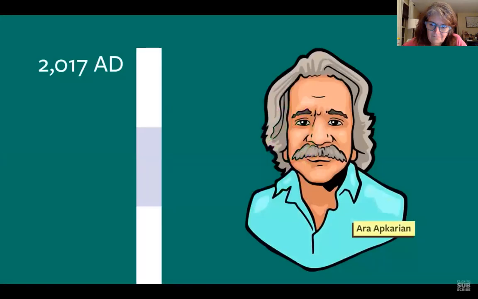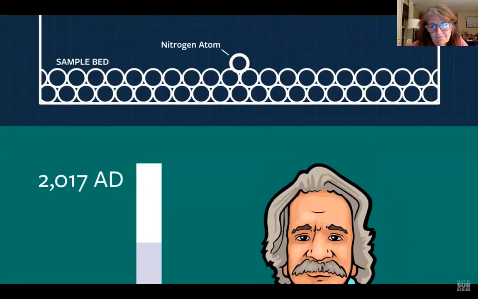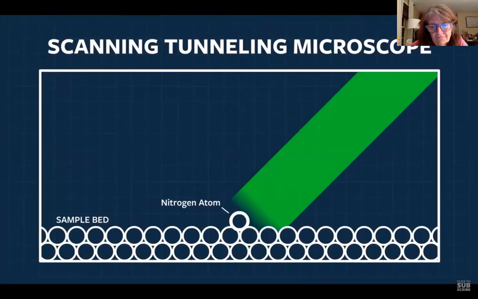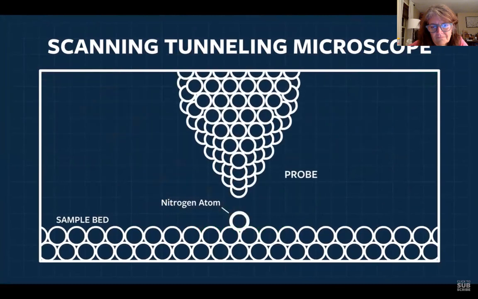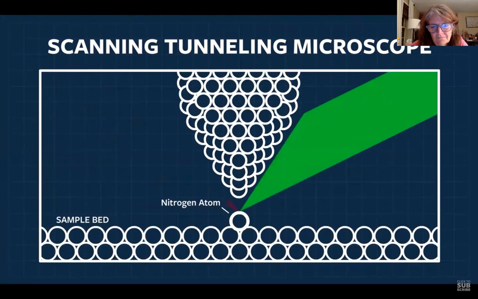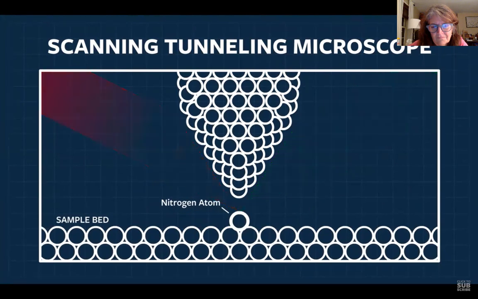A group led by Dr. Ara Apkarian of the National Science Foundation's Castle Research Center discovered a way to use actual light to see atoms. In the past, this was thought to be impossible because the wavelength of light is so much larger than an atom, but by shooting light at the tip of a probe in a modified scanning tunneling microscope, they were able to essentially shrink the light's wavelength and get it to scatter off the sample onto a detection screen.